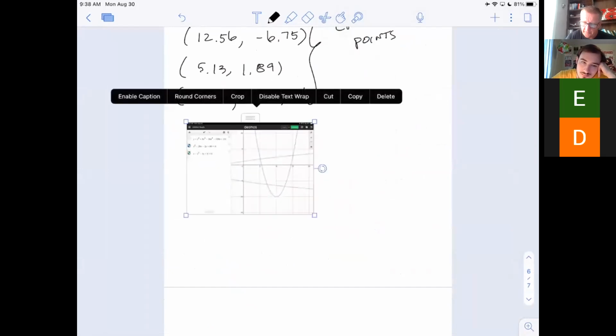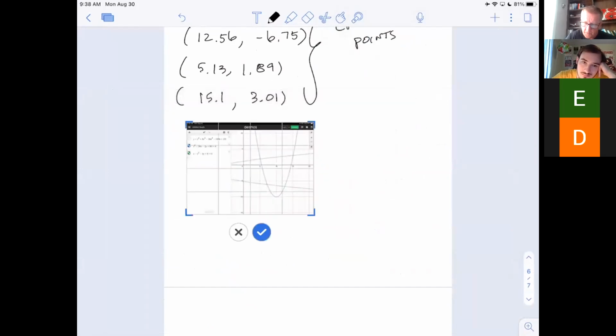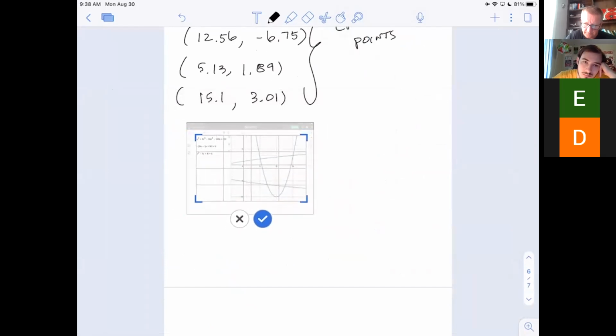Thanks for pointing that out, Ben, because that was going to cause us some unnecessary wasted time.